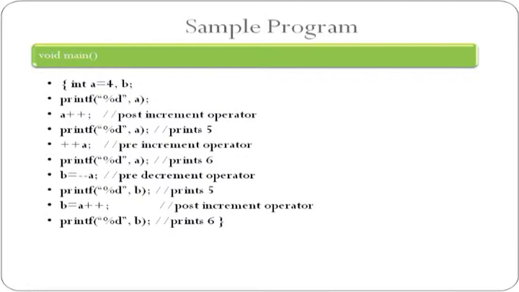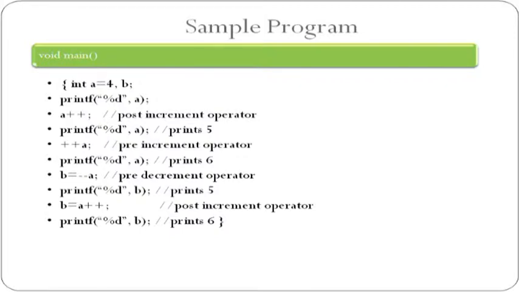The next statement says b equals a plus plus. Imagine the value right now at a is 5, and the expression is b equals a plus plus, which means that you are going to have a post increment operator. That is, the present value of a is moved into b, and only then the value of a gets incremented.